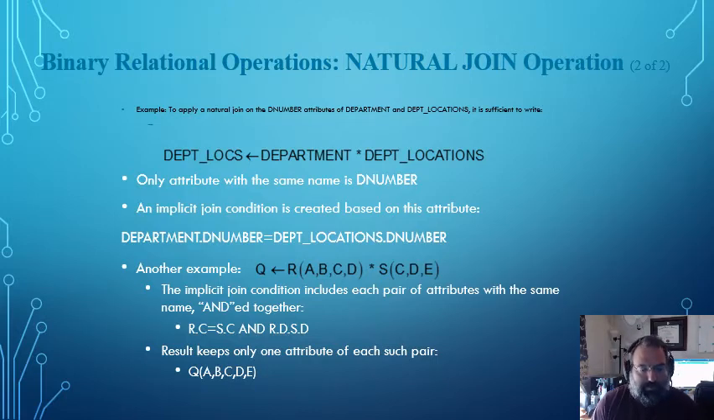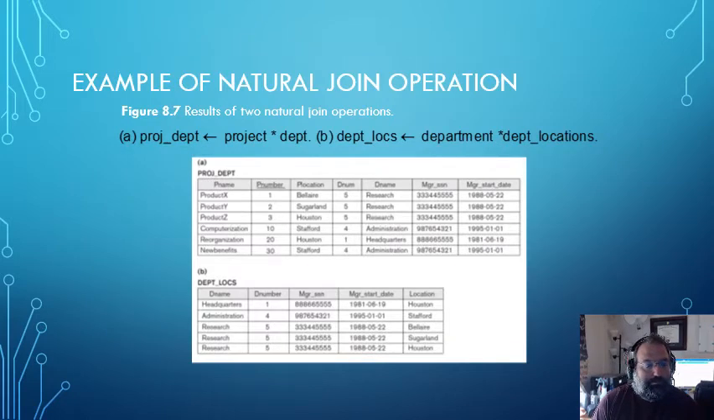Another example is as follows. The implicit join condition includes each pair of attributes with the same name, ANDed together: R.C equals S.C and R.D equals S.D. The results keep only one attribute of each pair. An example of the natural join operation.